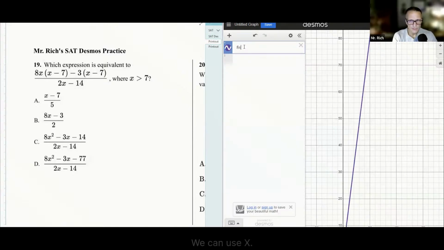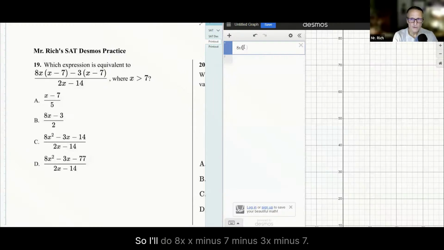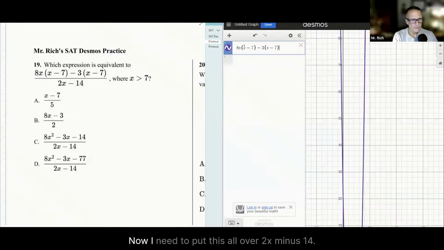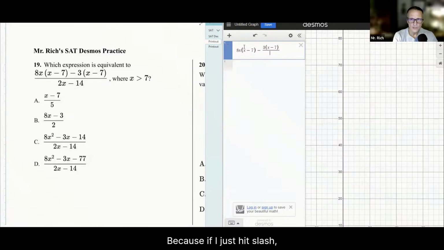And I'll use x. We can use x. It's no big deal. So I'll do 8x minus 7 minus 3x minus 7. Now, I need to put this all over 2x minus 14. And this, again, is why you want to practice with Desmos, because if I just hit slash, it only puts the second part of that.